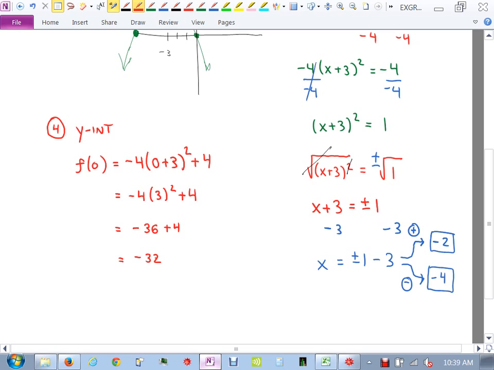Do you all agree? Just remember, when you do this, you have to square the 3 before you multiply by a negative 4, right? You don't go negative 12 squared. So negative 32. That's it. We're ready to graph. Here it comes.